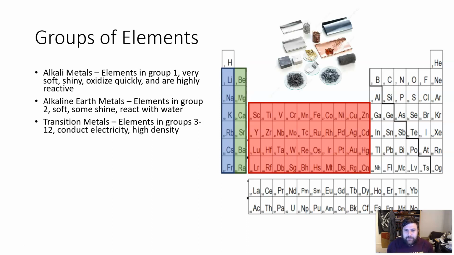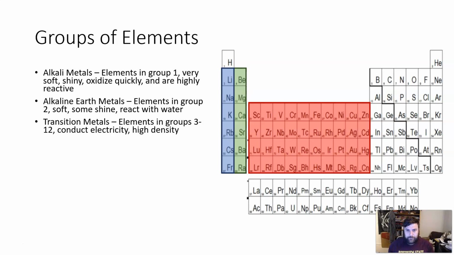And this is going to be the stuff like titanium, copper, silver, gold, platinum, tungsten, mercury. These are all transition metals. And we'll talk about this particular group a little bit more in depth, probably when we get back from break.